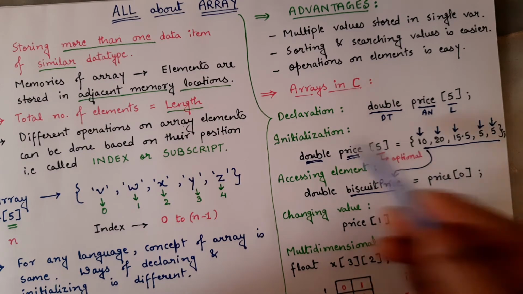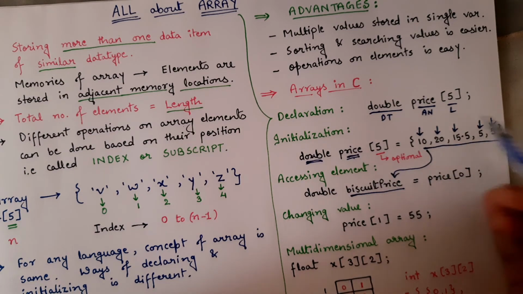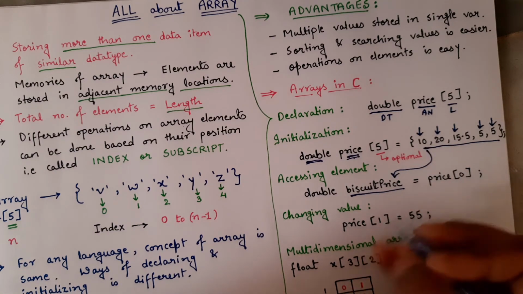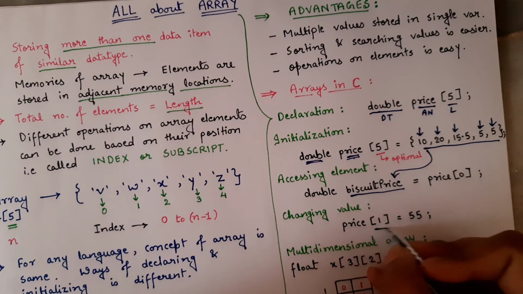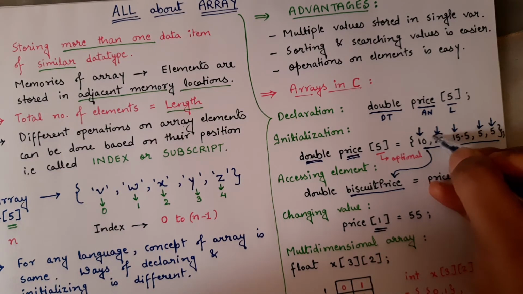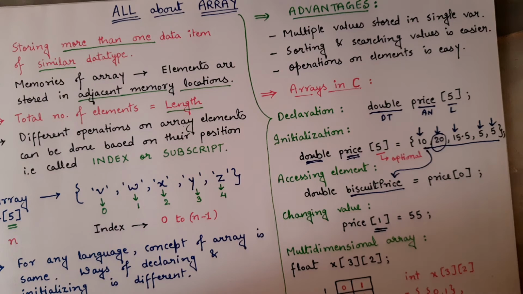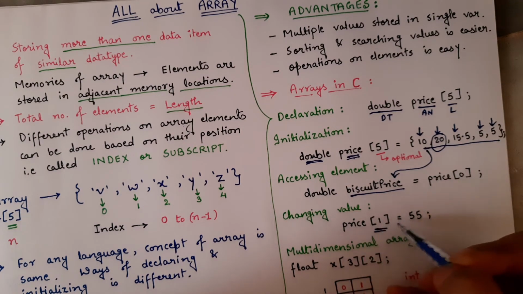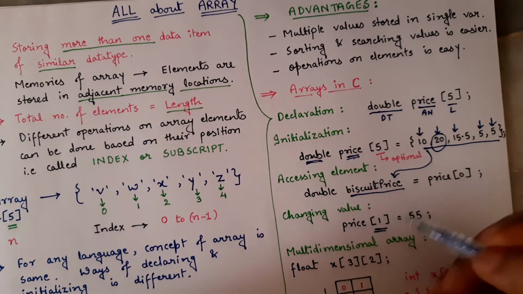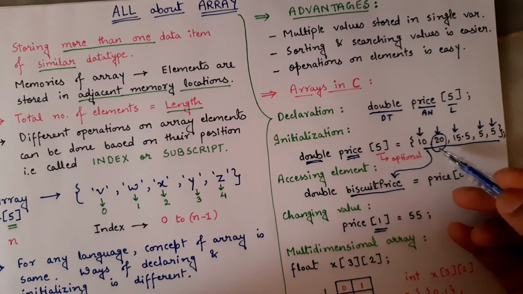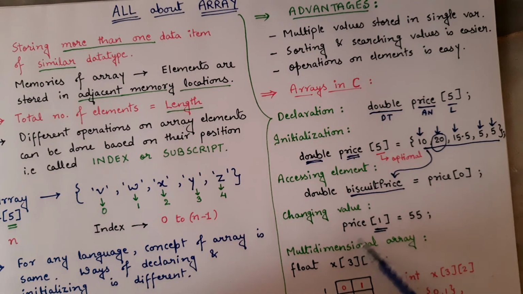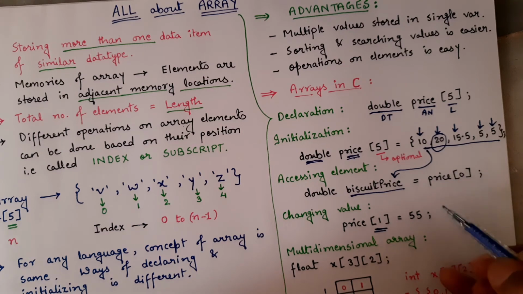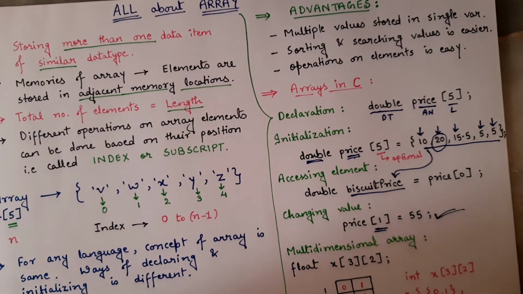Changing the value. Now while initializing, I have already given 5 different values to my array. But let's say if tomorrow I realize that I want to change the price of 1. Price of 1 means this value, price of 0, then price of 1. If I want to change it later, I can easily do so by just writing price of 1 is equal to 55. Simple. Initially my price of 1 was 20, but then I have simply written this and changed my price of 1 value from 20 to 55. So the new value of price of 1 is 55.